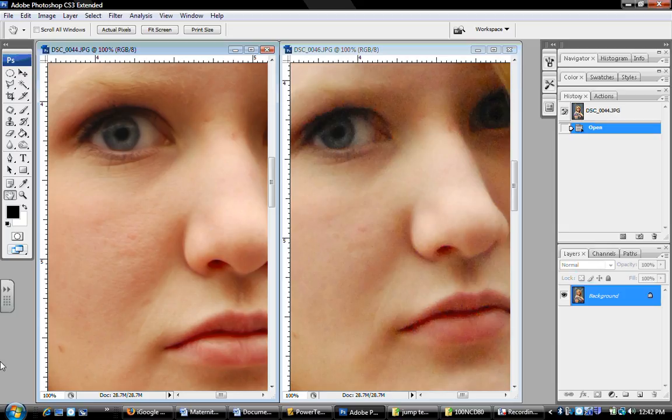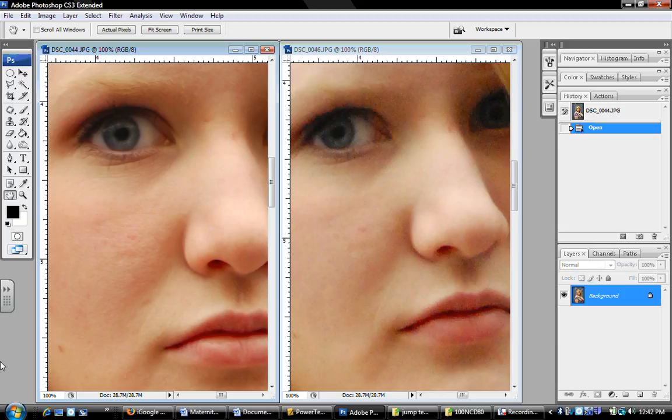We got two pictures taken at the exact same time, exact same lighting conditions. The only difference is one was shot low ISO and one was high ISO. Of course, I had to adjust the shutter speed to compensate for the different ISO values, but other than that, everything the same. You see this picture on the left is very clear.